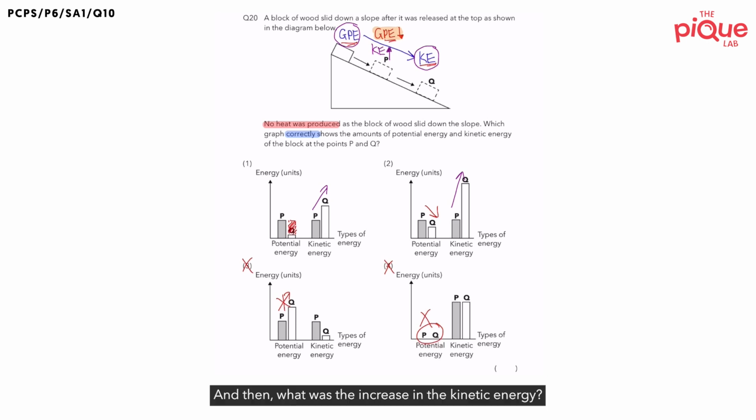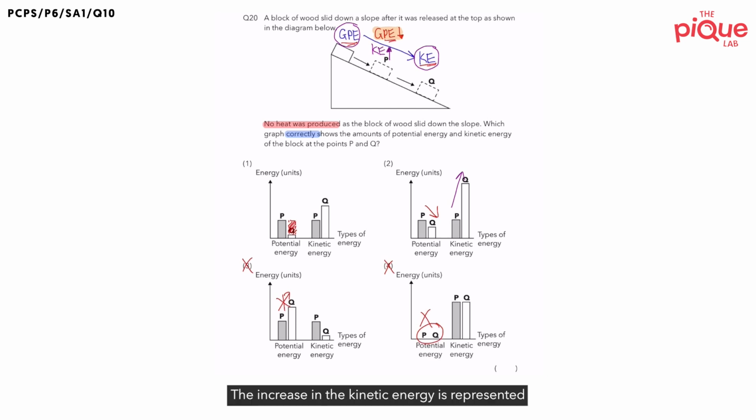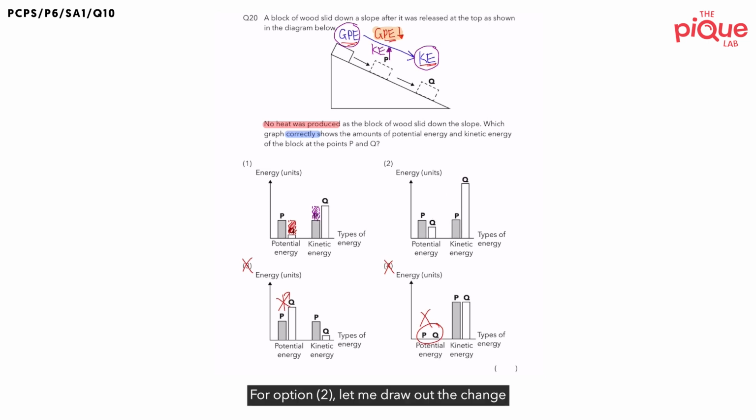And then what was the increase in the kinetic energy? The increase in the kinetic energy is represented by this purple dotted part. Now, what about for option 2? For option 2, let me draw out the change in the potential as well as the kinetic energy. And once I'm done drawing this out, I'm sure you can spot for me what's the difference.